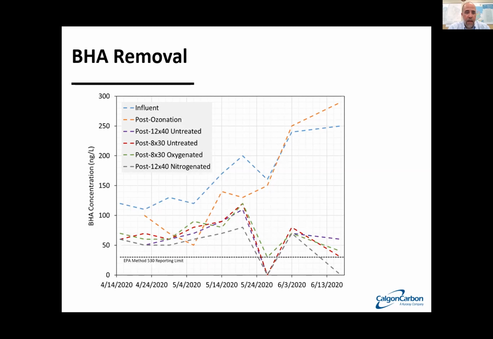And this here is where we began looking for the UCMR4 compounds. So this data, you may take away that the nitrogenated material had a little bit better and more consistent removal of the BHA. I would argue that that's not enough data at that point, or not a large enough difference to say that there is a consistent removal.